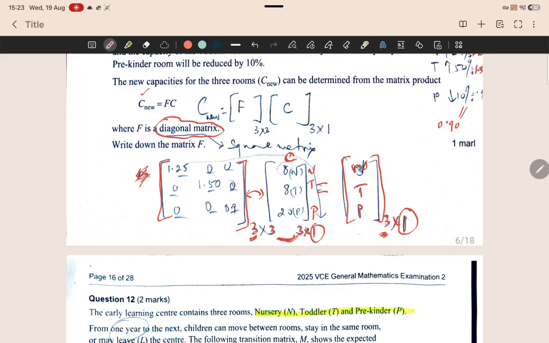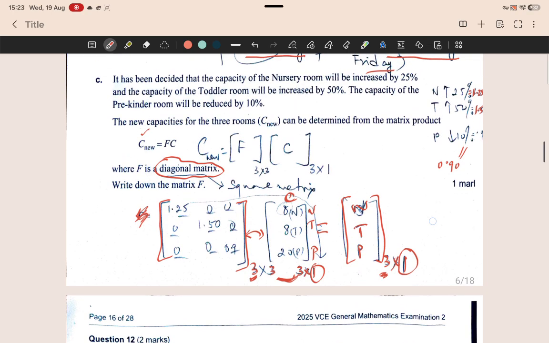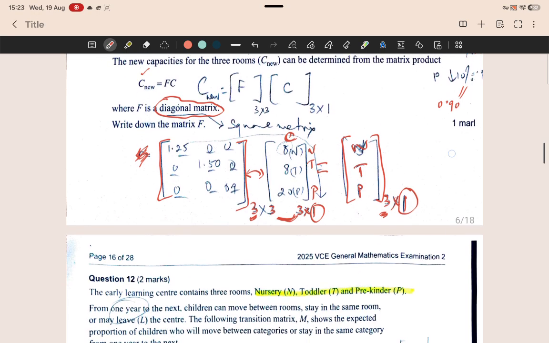Now, what you should remember is the capacity of the nursery room is to be increased by 1.25. Now, if this has got to be a 3 by 3, I usually place 3 by 3 here, and then I think, what is it that I want? Okay, so I want just 8 to be multiplied by 1.25 because it's only the nursery that's increased by 1.25, and it's in the first position. So if it has to multiply 1.25, it is the first position element.